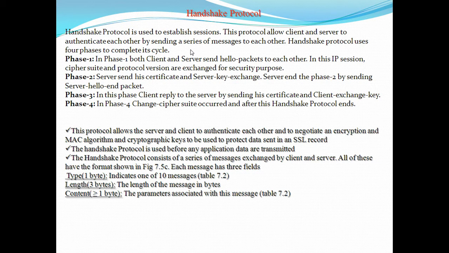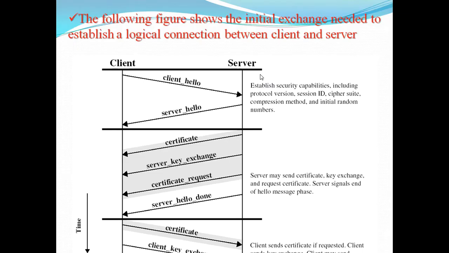The handshake protocol uses four phases to complete its cycle. During phase 1, client and server send the hello packets to each other. In this phase, the session, cipher suite, and protocol version are exchanged for security purposes. This diagram is an example of the session: first, second, third, and so on. Client hello, server hello, just like establishing the sessions.